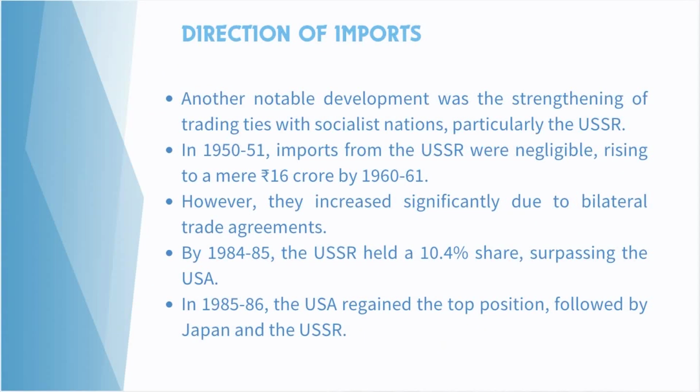Another notable development was the strengthening of the trading ties with socialist nations, particularly the USSR. In 1950-51, imports from the USSR were negligible, rising to a mere 16 crore by 1960-61. However, they increased significantly due to bilateral trade agreements. By 1984-85, the USSR held a 10.4% share, surpassing the USA. And in 1985-86, the USA regained the top position, followed by Japan and the USSR.